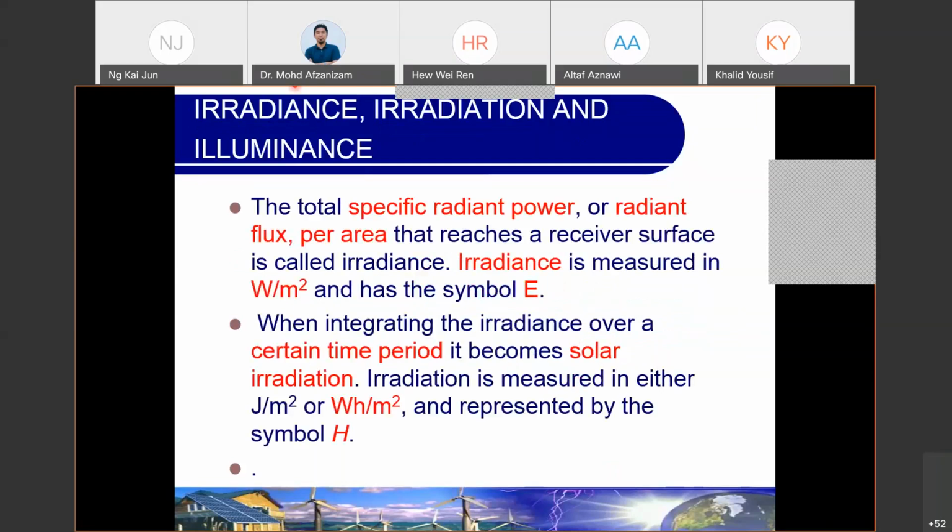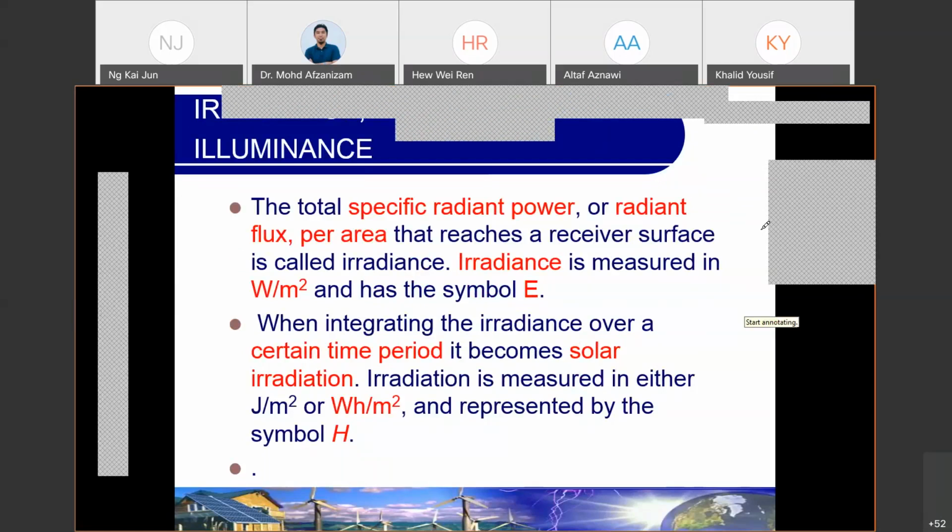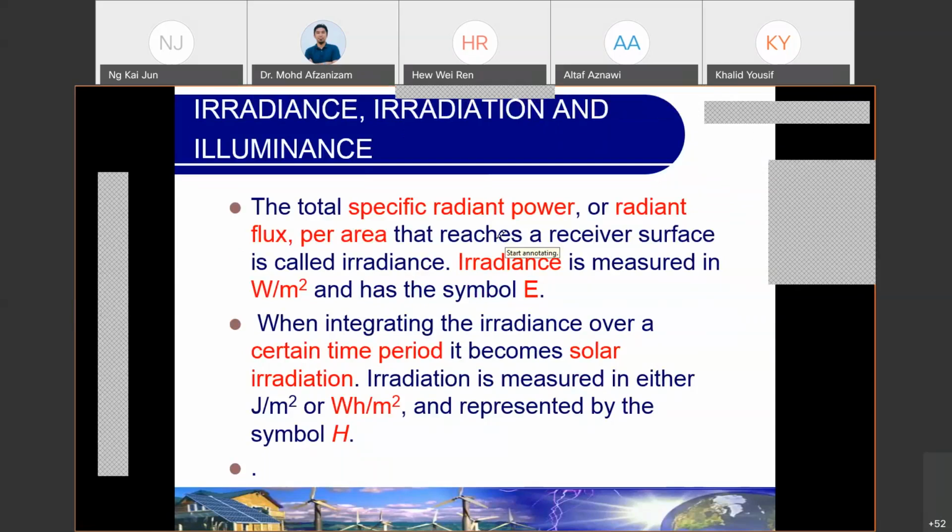So this you need to remember: the specific radiant power, or radiant flux per area, is the irradiance. Watt per meter square, and the symbol is E. Irradiance, watt per meter square. When it relates to the hour, it becomes irradiation, and the symbol is H. Okay, what about the illuminance?